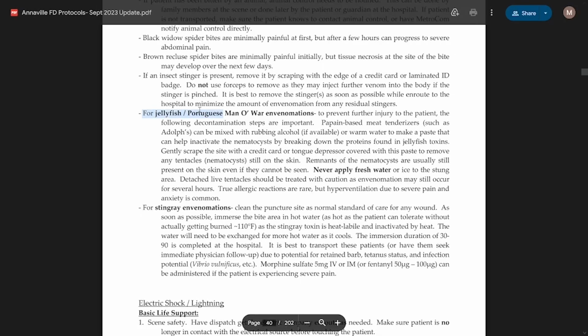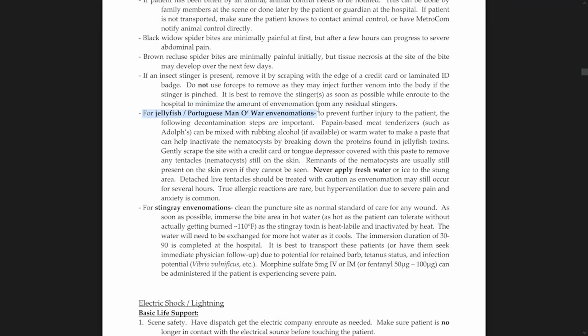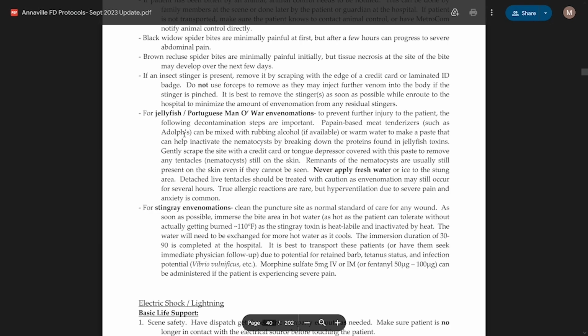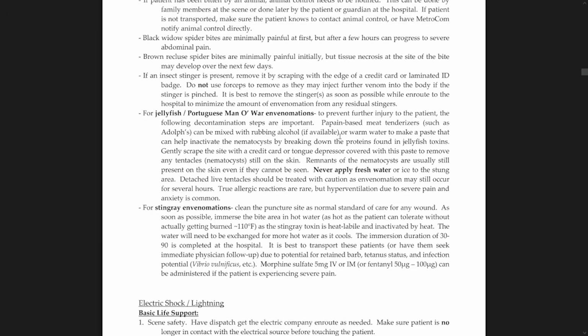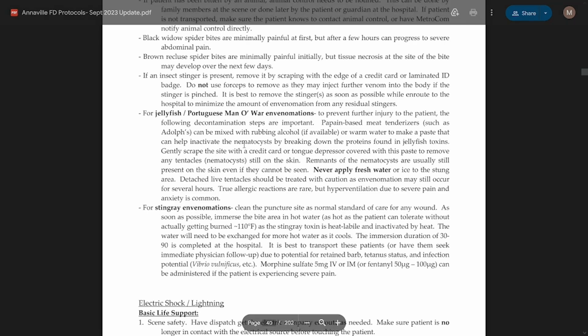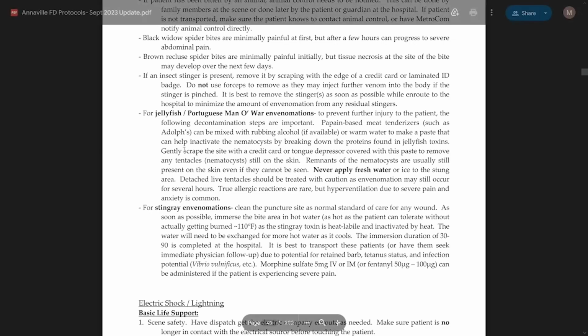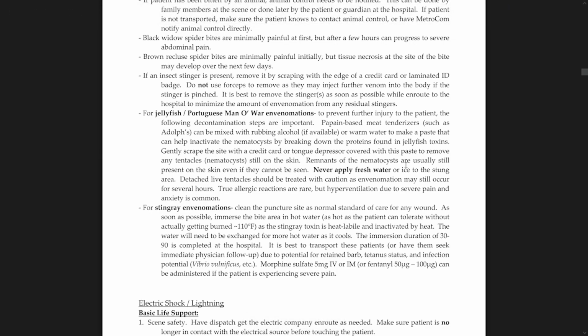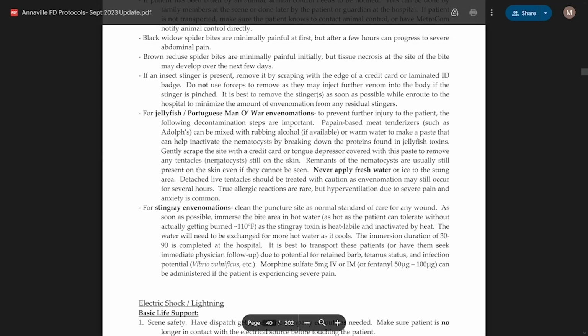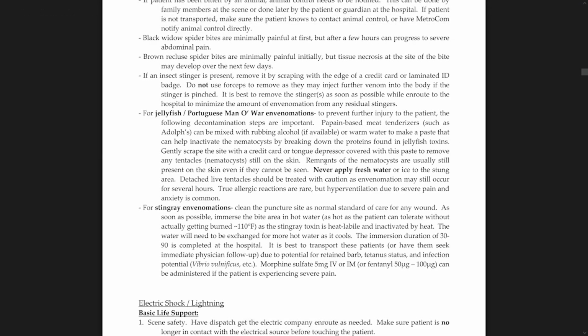For jellyfish or Portuguese man-o'-war envenomations, to prevent further injury to the patient, the following decontamination steps are important. We can use a meat-based tenderizer, such as Adolph's, and it can be mixed with rubbing alcohol if available or warm water to make a paste that can help inactivate the nematocyst by breaking down the proteins found in jellyfish toxins. Gently scrape the site with a credit card or a tongue depressor covered with this paste to remove any tentacles or nematocyst still on the skin.